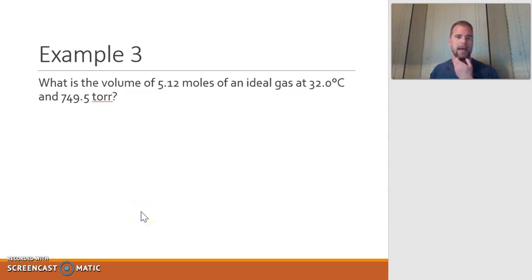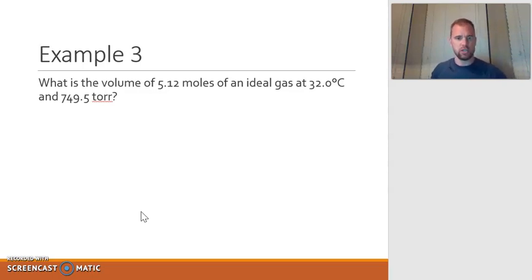Let's start unpacking the ideal gas law. So we're going to start off with a really simple example just to get our feet wet. What is the volume of 5.12 moles of an ideal gas at 32.0 degrees Celsius and 749.5 torr?